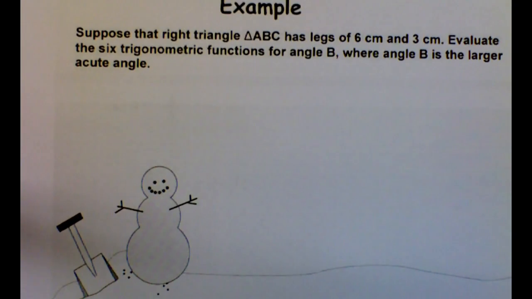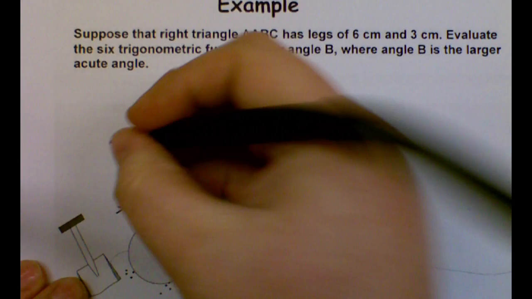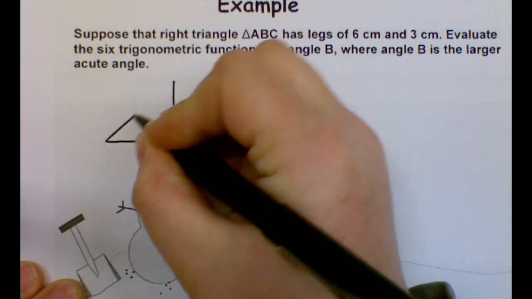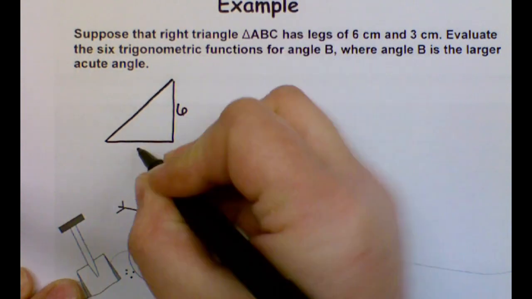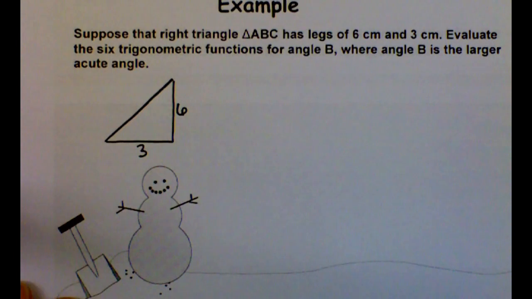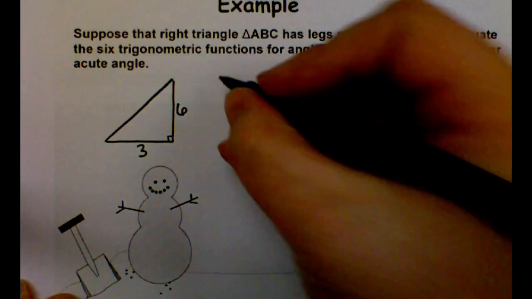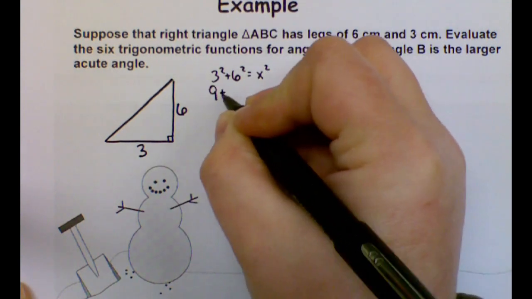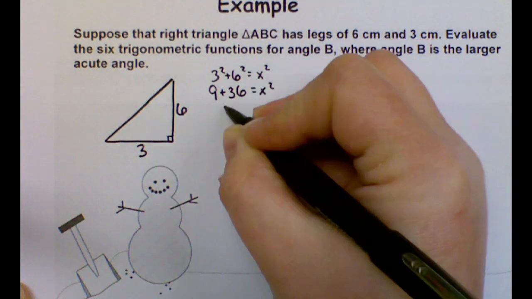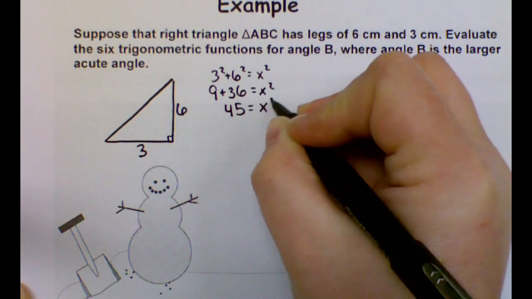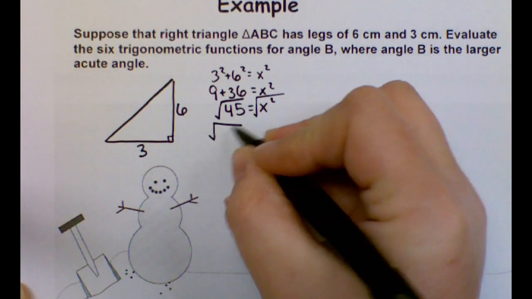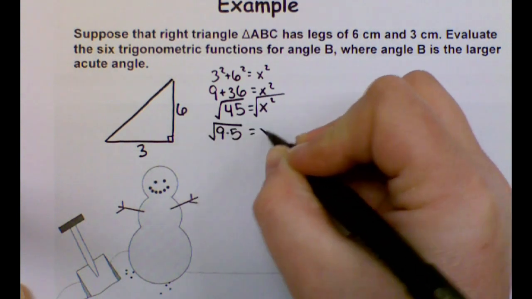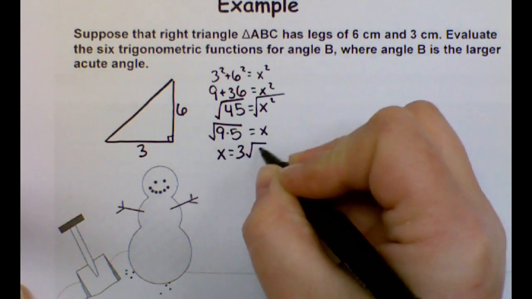So we have a triangle, ABC. It has legs of 6 and 3. We'll evaluate the 6 trig functions for angle B, where B is the larger acute angle. So first we'll start off with a triangle, sides of 6 and 3. I can find that missing side, right? 3 squared plus 6 squared equals x squared. I get 9 plus 36. We have 45 equals x squared. Square root of 45, I know I can do 9 times 5. So x is 3 square root 5.